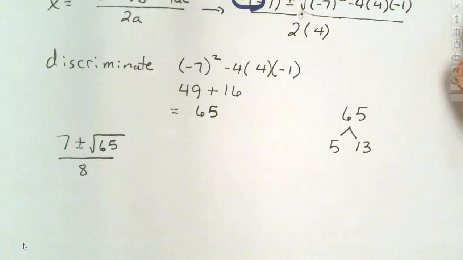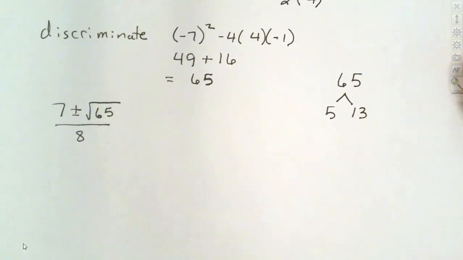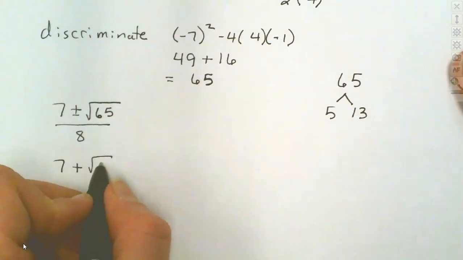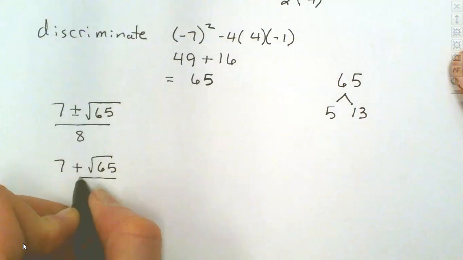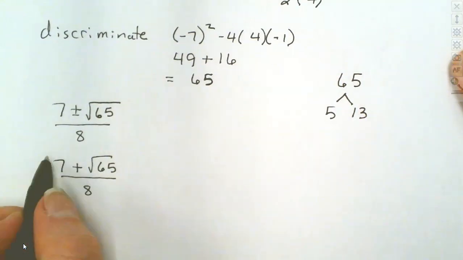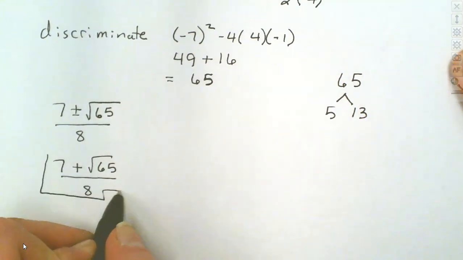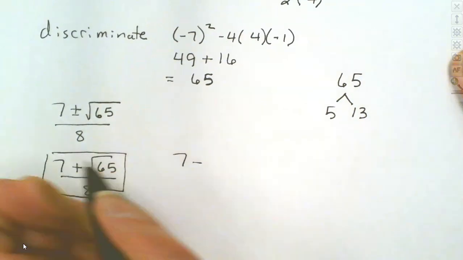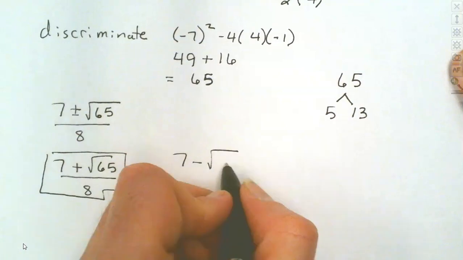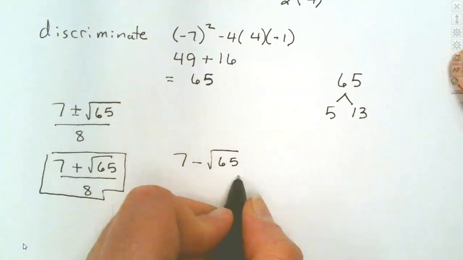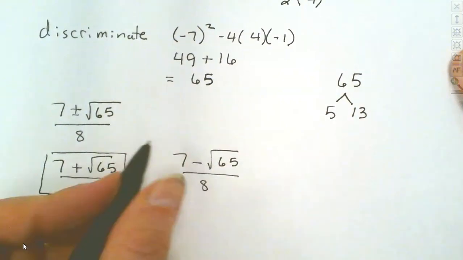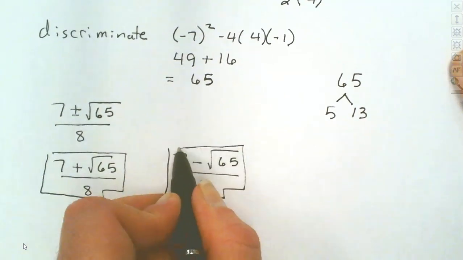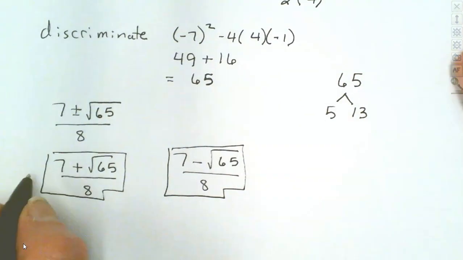So what's our final answer going to be? We'll split it out. And we've got 7 plus the square root of 65 over 8. There's one of them. And the other one is 7 minus the square root of 65 over 8. So there's our two solutions there.